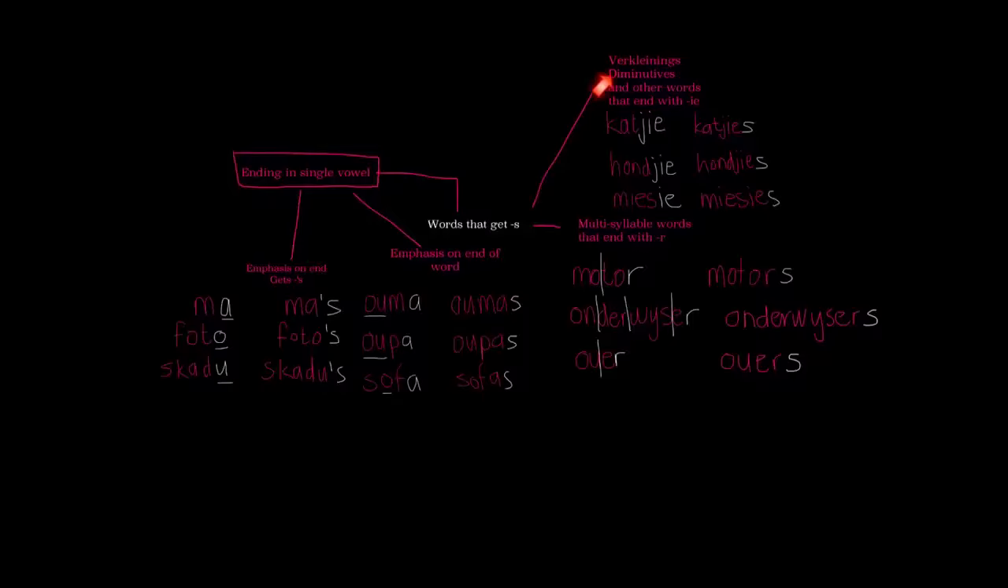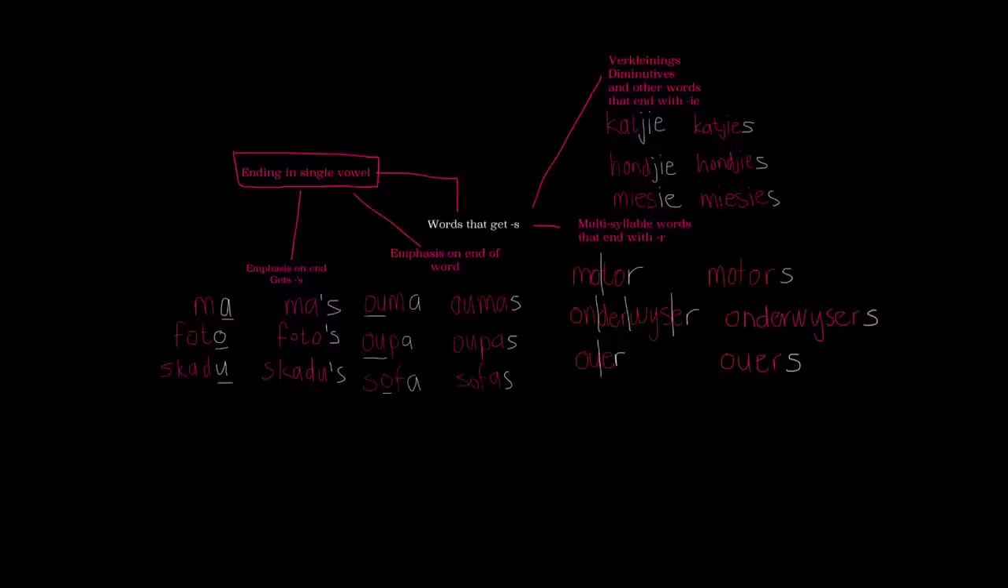If a word is a diminutive or ends with an IE, even if it's not a diminutive, and remember diminutives are for small words, they just get an S. So kaaitjie becomes kaaitjies, Maggie becomes Maggies. Remember the diminutive of Maggie is Maggietjie, so that's not a diminutive, it just ends in IE, but it follows the same rule. Another group of words that get an S is multisyllable words that end with R.